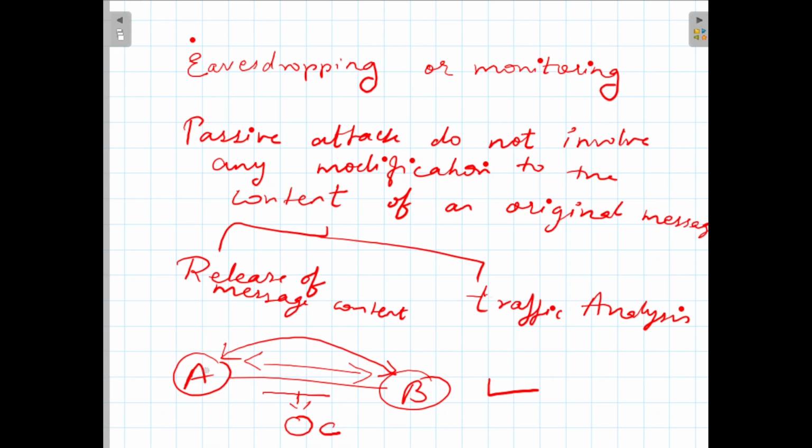So how can they prevent this kind of attack? In such a case, they can encrypt the message. If they perform encryption, even though another person gets access to the message, it will not be useful to them because it has been encrypted. So that is the way to deal with the release of message content.